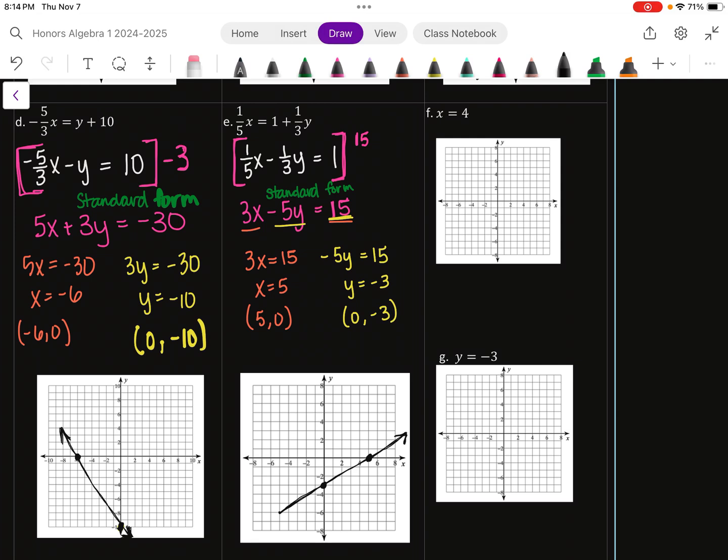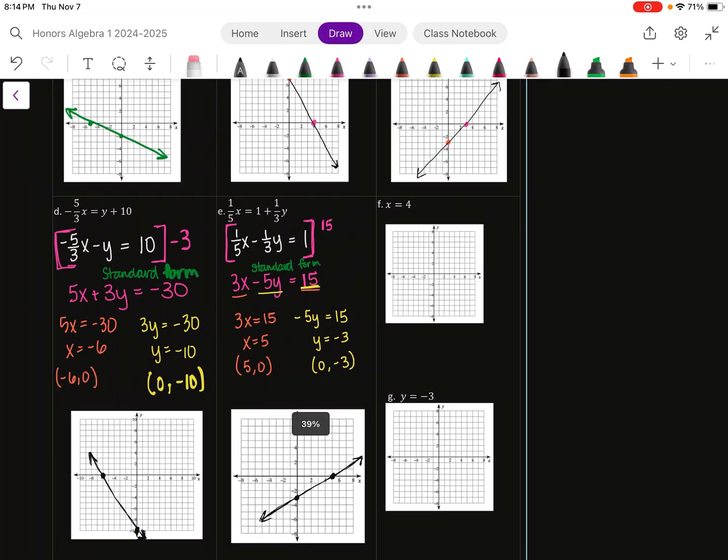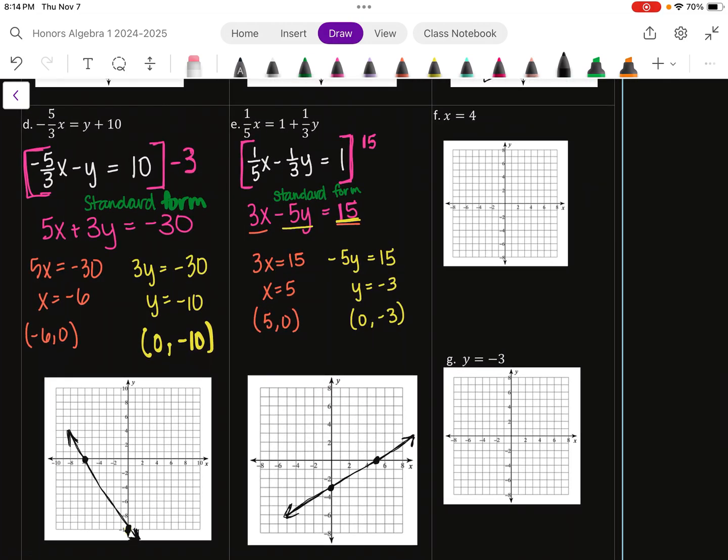I'm such a stickler for my lines. They definitely need to go through your points. All right, we've had lots of practice there on getting in standard form, and now I know I gotta edit my little definition up there. Standard form, A and B and C have to be not fractions, and A needs to be positive.